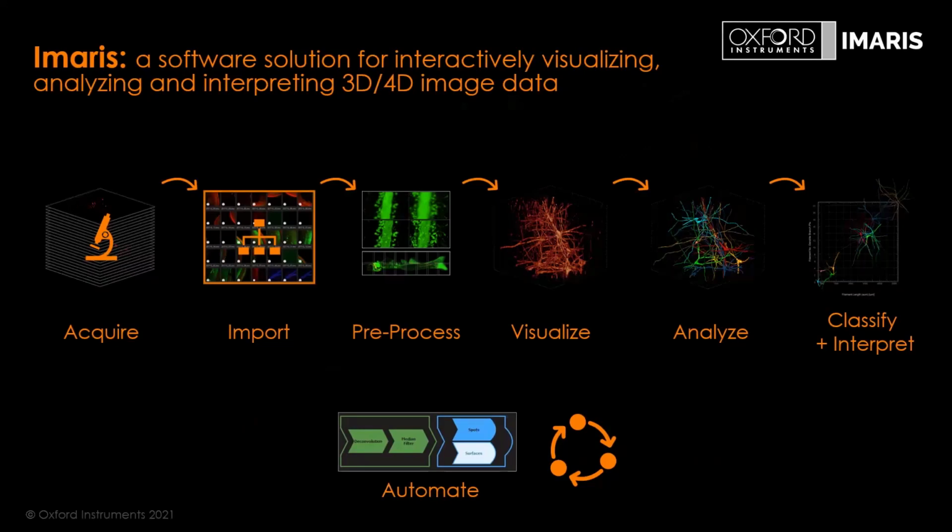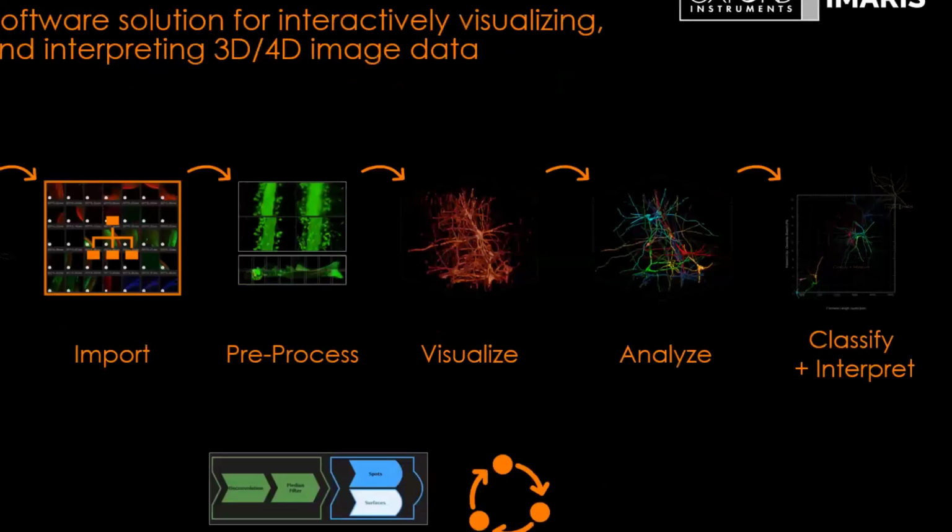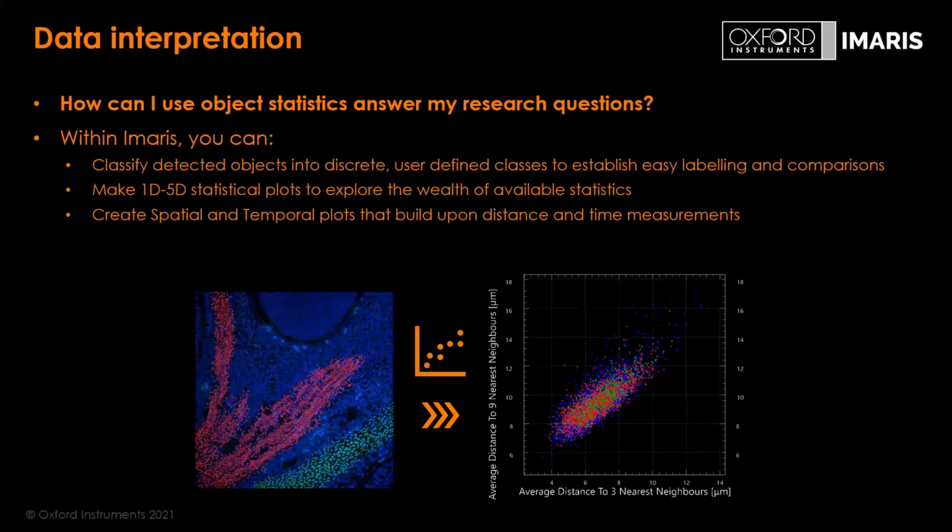So now coming to classification and interpretation. As it says here, how can I use the statistics? So I get a volume distribution, I get a distance distribution. How can I use those statistics to answer my research question? Okay. So in IMARIS, you can classify objects. We can detect those objects and place them into discrete, user-defined bins, meaning we can color code them. We can say, hey, all the large ones are blue, the small ones are red, and everything in between is green, something like this. So we can get a visual distribution.